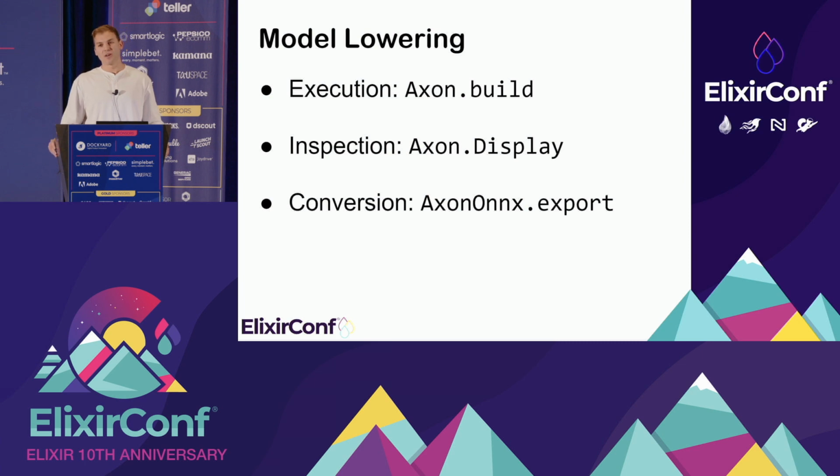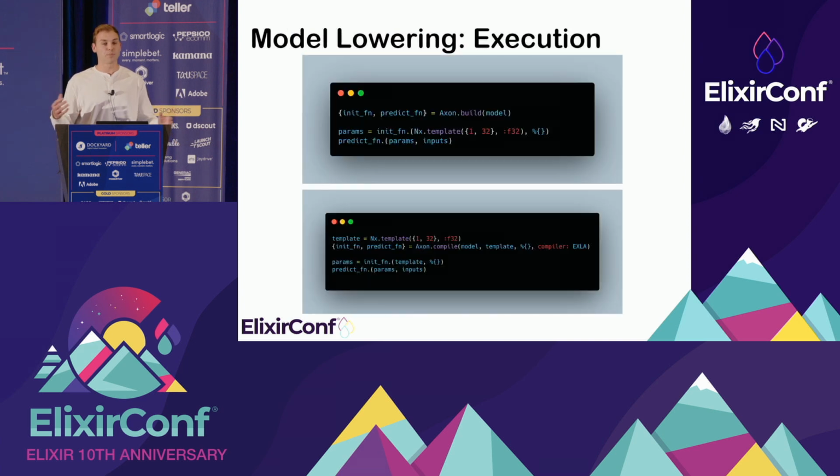Model lowering. If you're a compiler person, I don't know if I'm necessarily using lowering in the correct way here, but what I'm referring to as lowering is just taking that Axon struct and turning it into something useful. This is done explicitly in 3 ways, and you can build on top of this concept yourself as well. Axon has execution, inspection, and conversion. So I can take that Axon struct and execute it. I can build it into something that's useful. Axon.build converts the Axon struct into actual JITable NX functions, initialization and predict functions. And these are what actually are used under the hood to get predictions from your model.